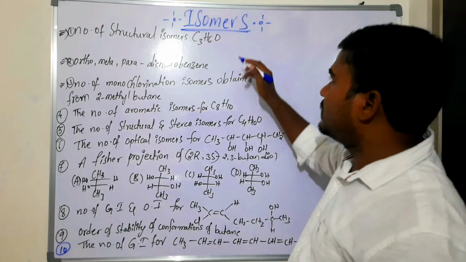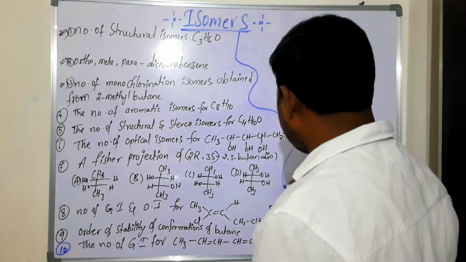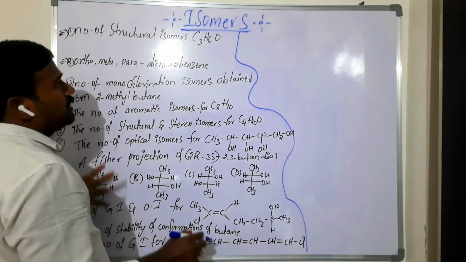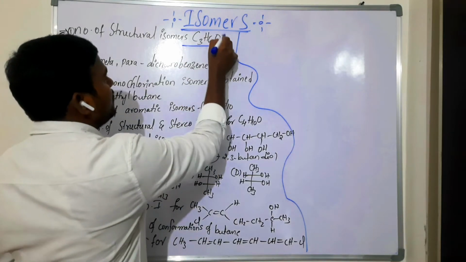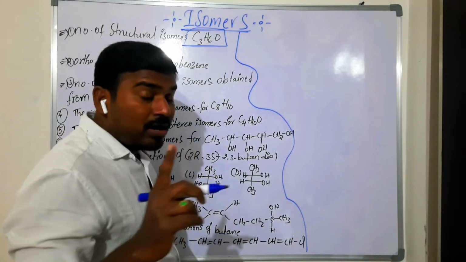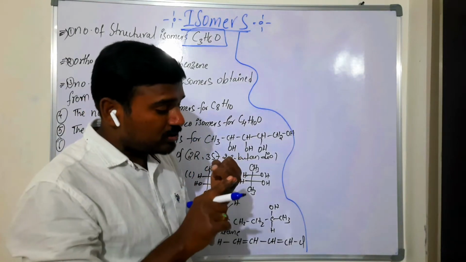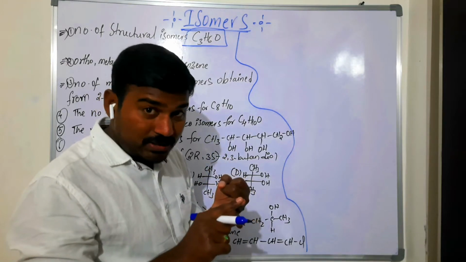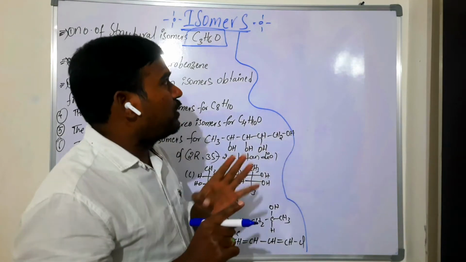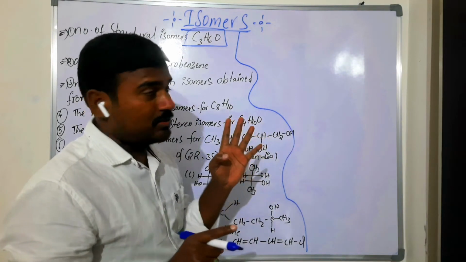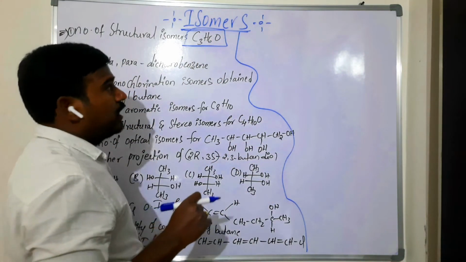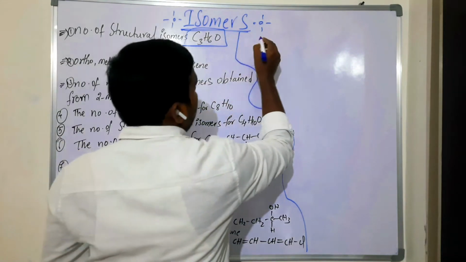Number of structural isomers in case of C3H6O. They are asking to calculate the number of structural isomers. Now you need to see this molecule C3H6O. Only one oxygen is there. One-oxygen-containing functional groups will be alcohols, ethers, aldehydes, or ketones. It won't be acid or ester, because only one oxygen is there. So it must be a ketone or an aldehyde.